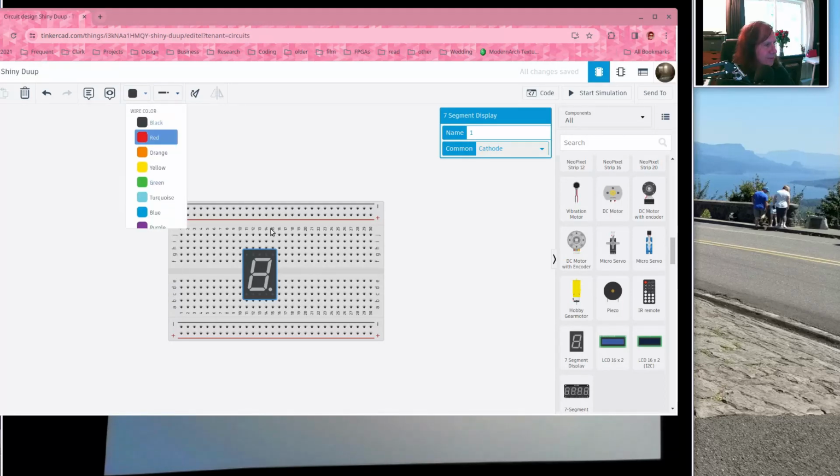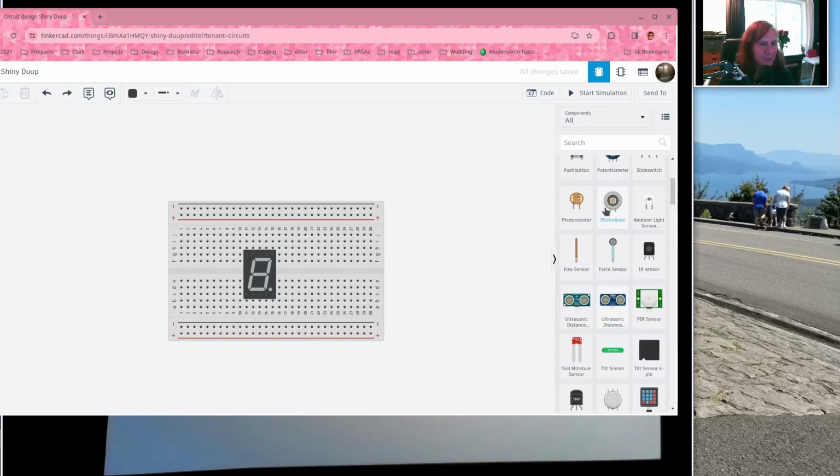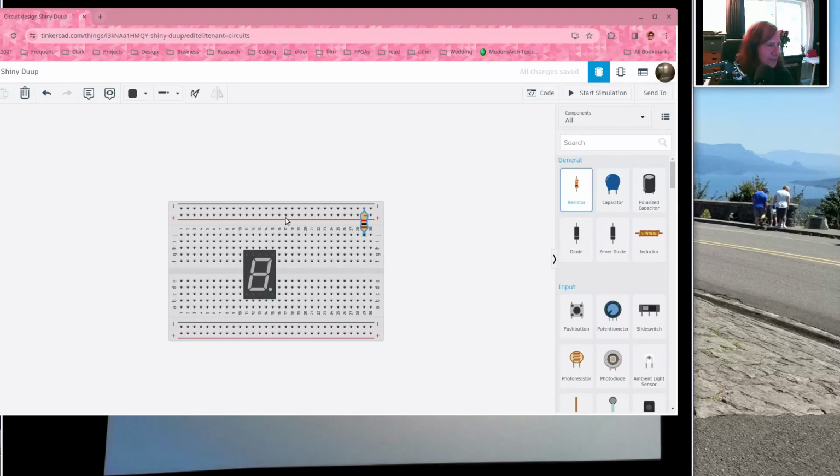And I'll use a black wire for ground. Let's connect that to ground, but we have to do it through a resistor. So let me grab a 1K resistor and connect each of those common lines to ground. And by default, these resistors are 1 kilo ohm, which is exactly what we want.